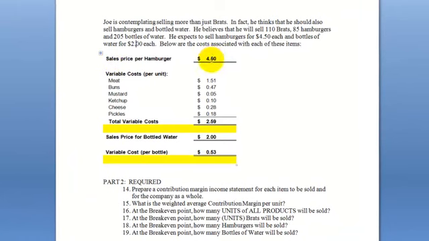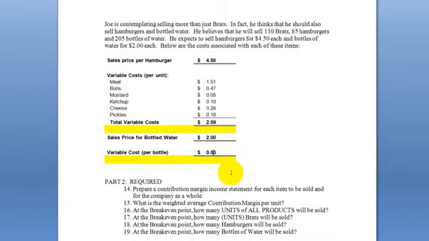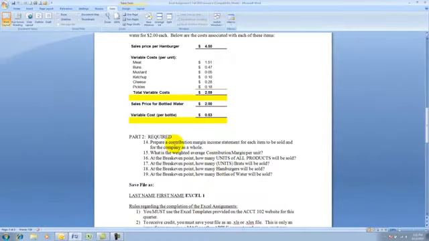So for hamburgers, the selling price is $4.50. The total variable cost is $2.59. For bottled water, the selling price is $2, and the variable cost per unit is 53 cents. So what you need to do in part 2 is first prepare a contribution margin income statement for each item sold, that is brats and hamburgers and bottled water.